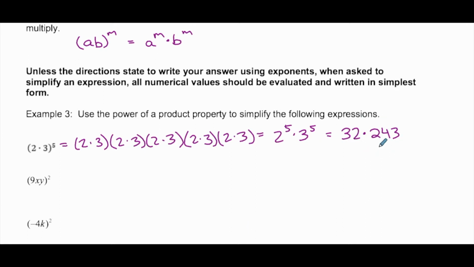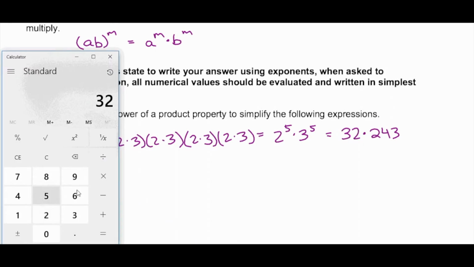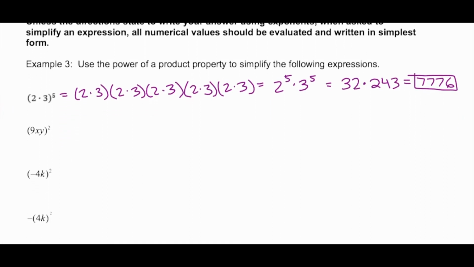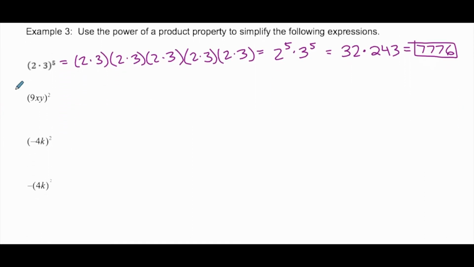At this point, you might have wanted a calculator earlier, but now I can use a calculator to do that. 32 times 243. 7,776 would be my final answer. Try the next three and see how you do.